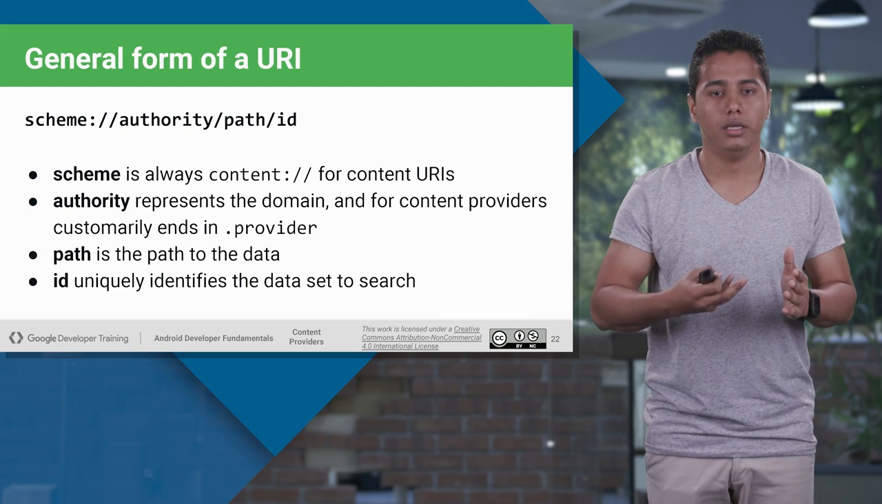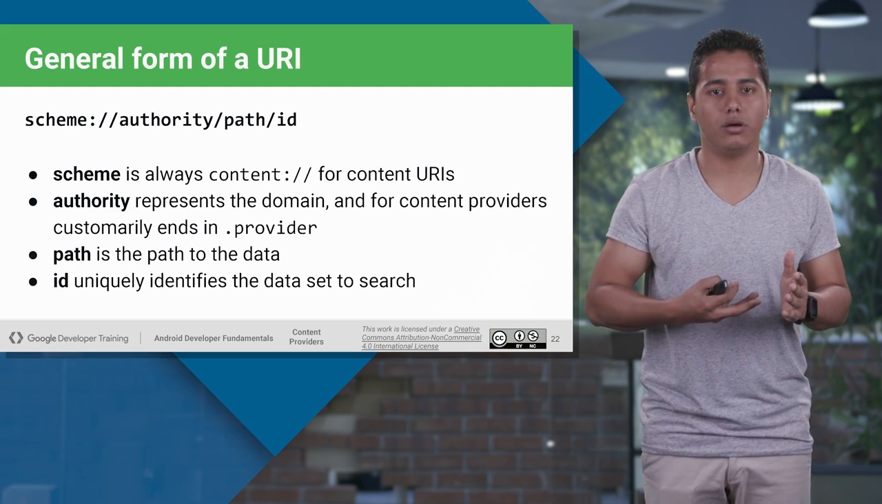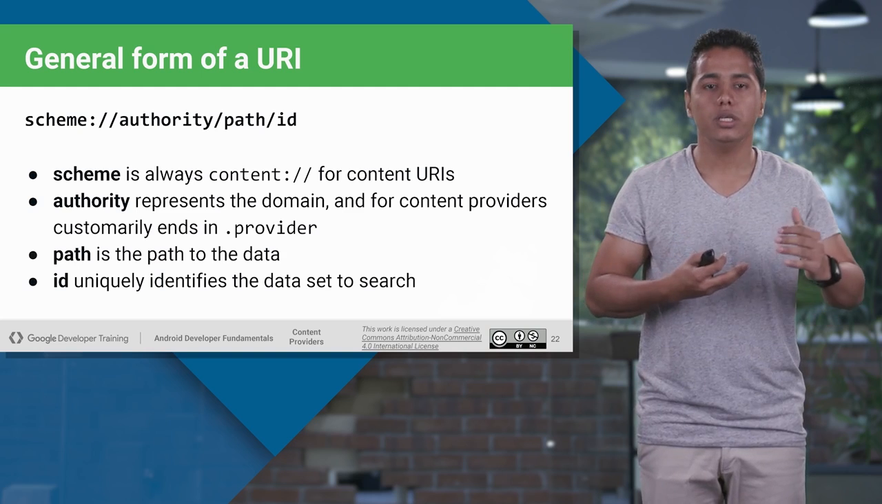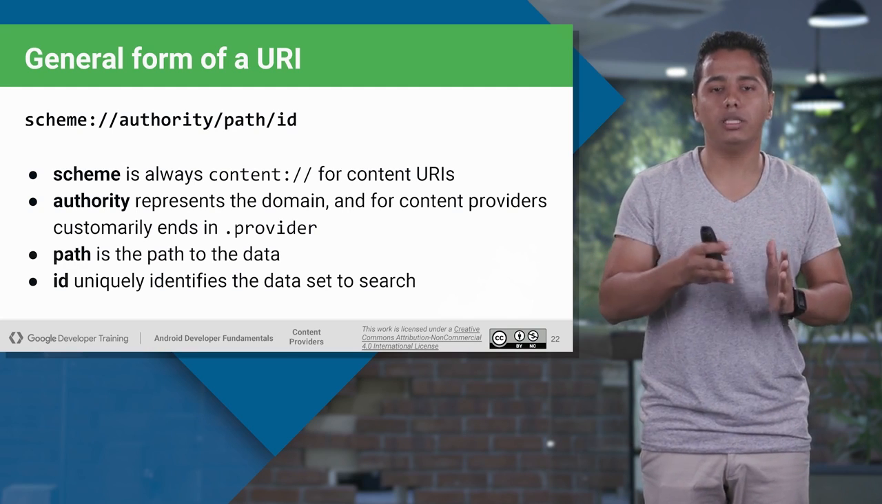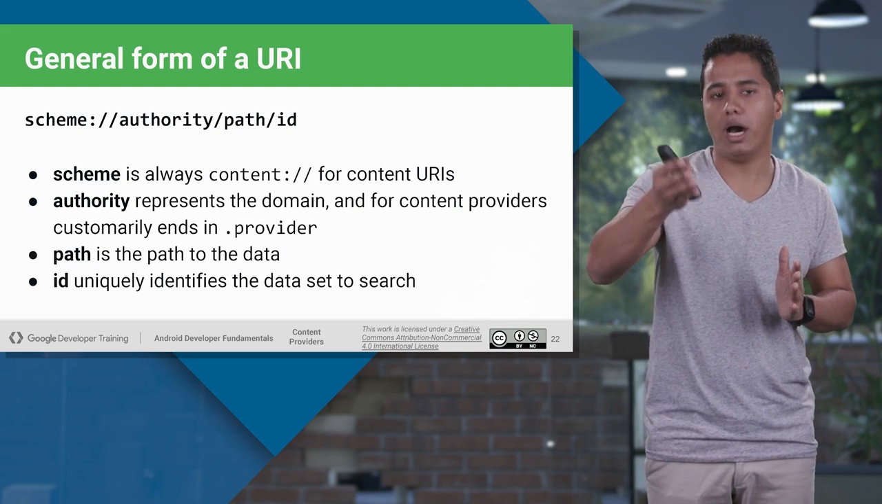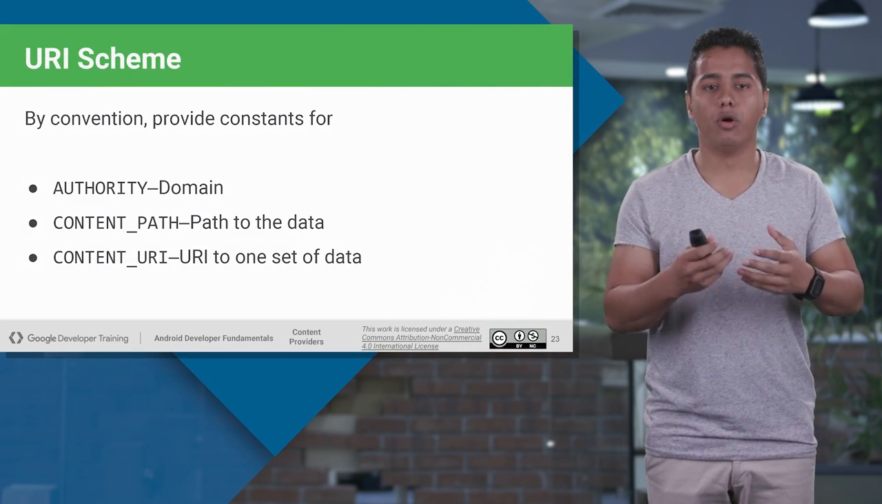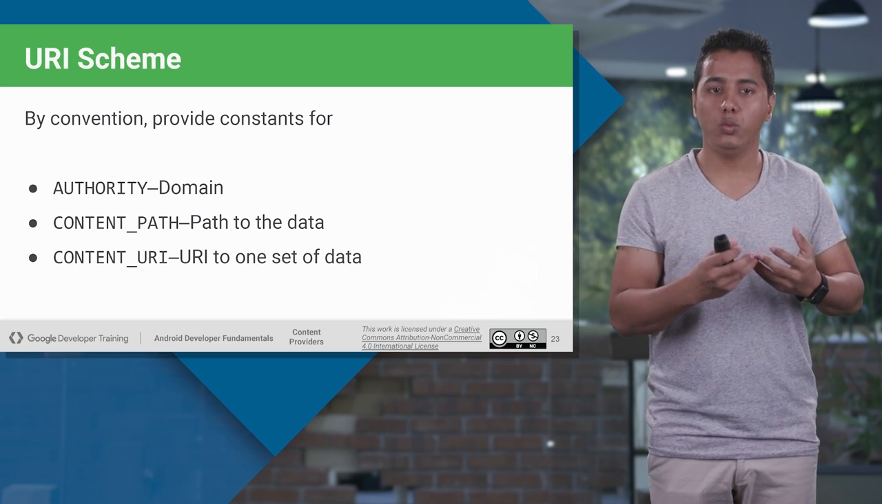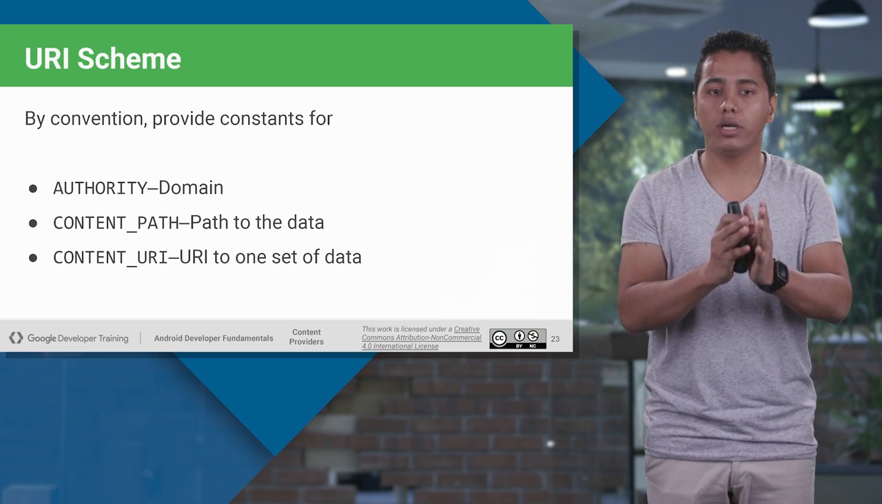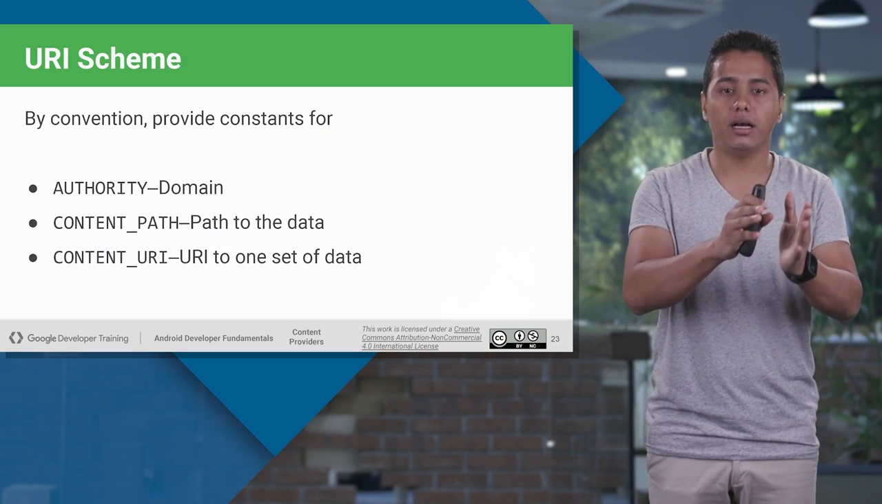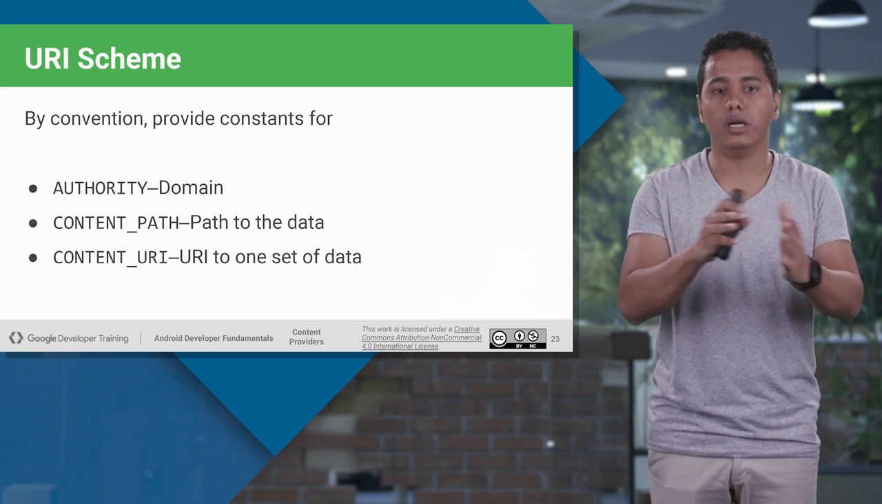So let's say there are two or three tables. The first two parts, schema and authority, will remain the same. The only things which change are the path and the ID. So in broader terms, authority will be considered your domain. The content path will be the path to your data, and a content URI is accessing one set of data or maybe a table.